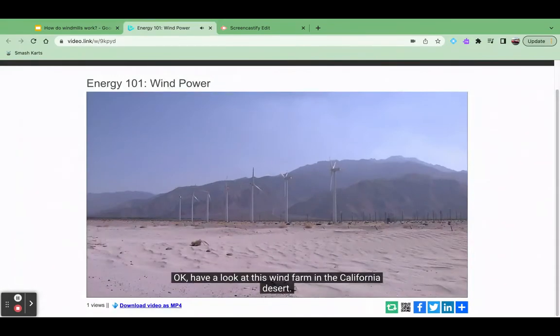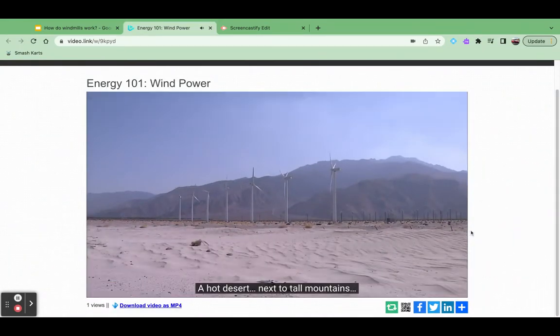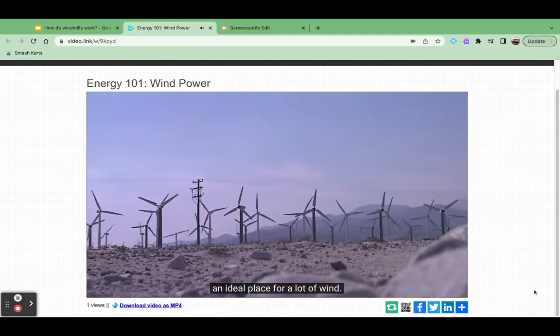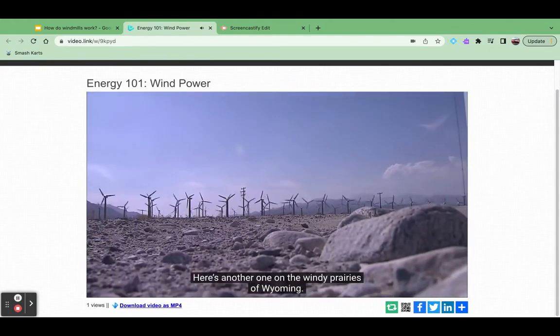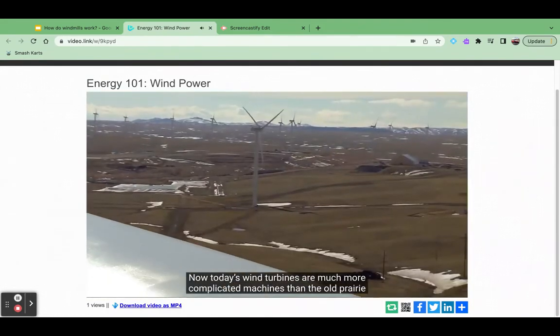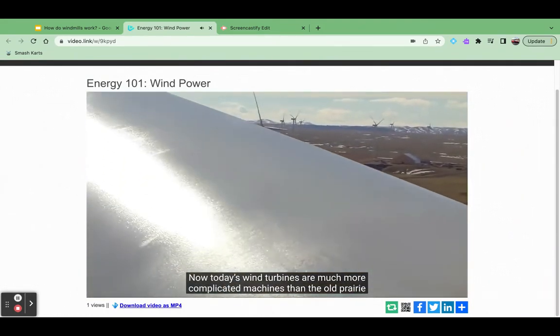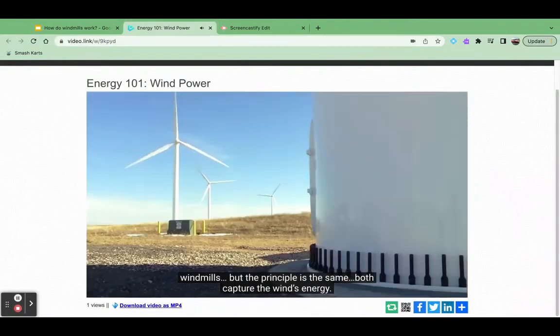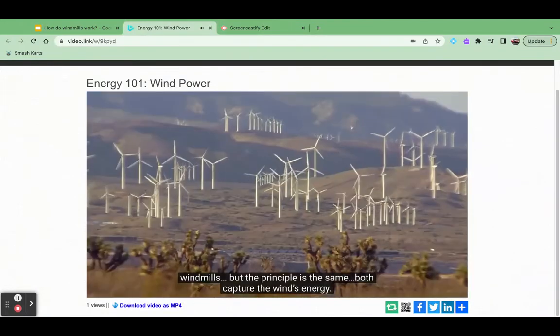Okay, have a look at this wind farm in the California desert. A hot desert next to tall mountains, an ideal place for a lot of wind. Here's another one on the windy prairies of Wyoming. Now, today's wind turbines are much more complicated machines than the old prairie windmills, but the principle is the same. Both capture the wind's energy.